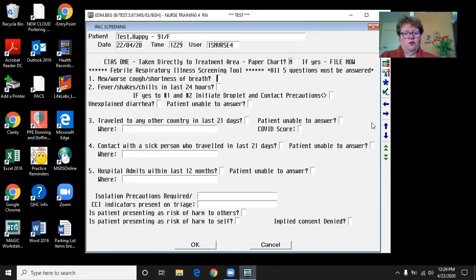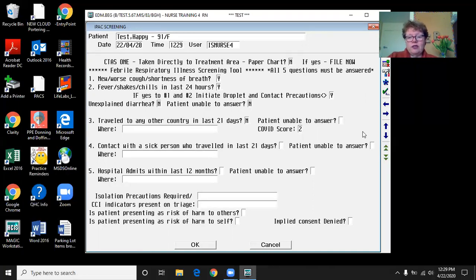Is this a new worse cough, shortness of breath? For my patient today, it's yes. Fever, shakes, or chills in the last 24 hours, yes. And yes, I'll initiate droplet and contact precautions. Unexplained diarrhea, no. And patient unable to answer, no. Have you traveled to any other country in the last 21 days? The answer is no for my patient. Unable to answer, I'm going to skip past that.